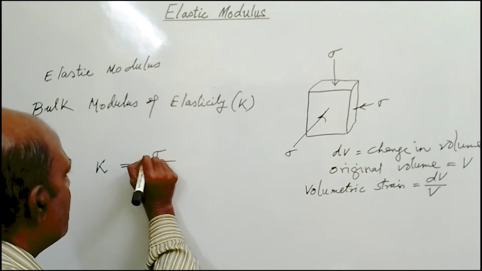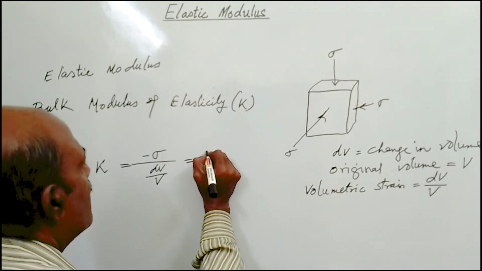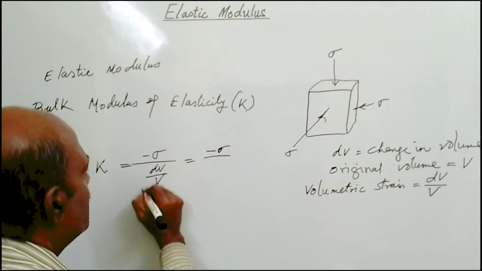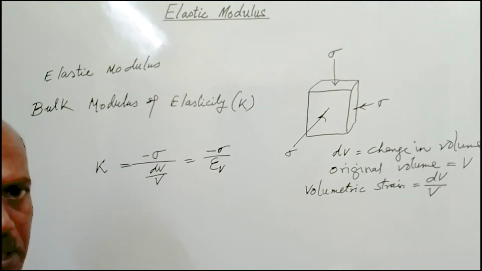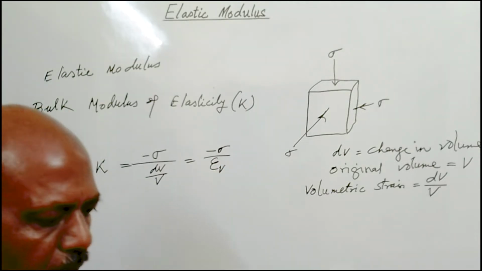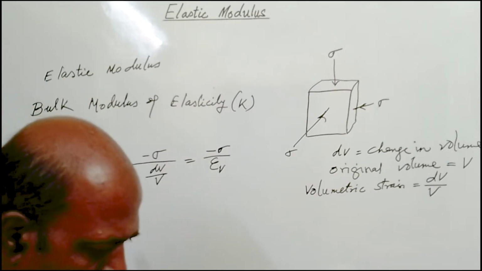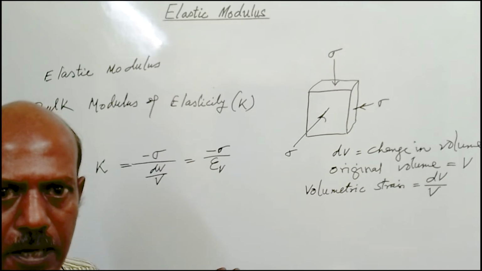So it is given a negative sign because stress is negative. So minus sigma divided by dV by V is the volumetric strain. It is denoted by epsilon V. So we have seen the three elastic constants, what is E, G and K.